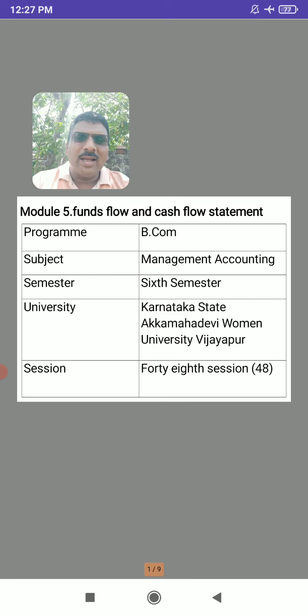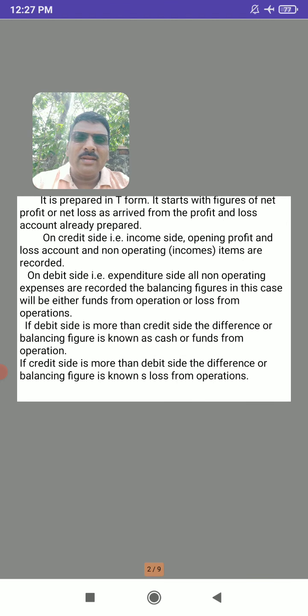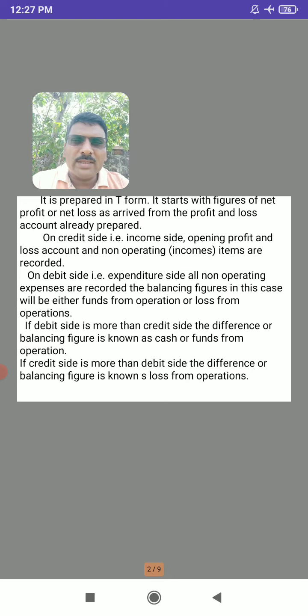So here, the second format is the adjusted P&L account format. The funds from operation is also calculated by preparing the adjusted profit and loss account, and this adjusted profit and loss account is prepared in T format. T format means particulars and amount, 4 columns we are preparing, and in that we are entering all the things, and we are finding the funds from operation. We will study the format next. First of all, we will study the theoretical aspect.